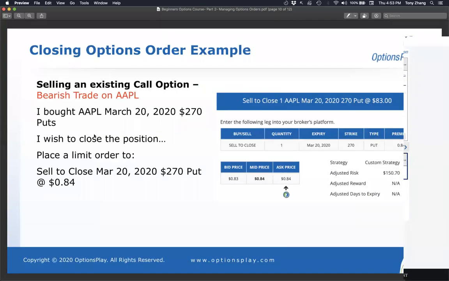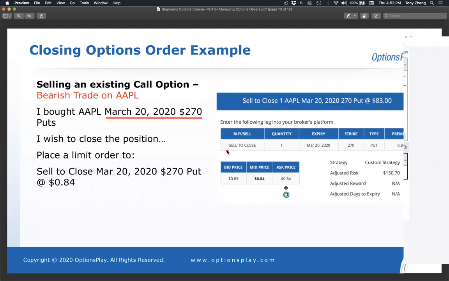Now, what I wanted to also show you is a closing order. So this is an actual position that I have in my portfolio. Arguably not a very good trade. Earlier this month, I had purchased Apple March 270 puts. Apple's not gone down as I expected it to, and I wish to close my position. So I've purchased a put option. It has not gone in my direction. I'm losing money on this trade, and I need to get out.